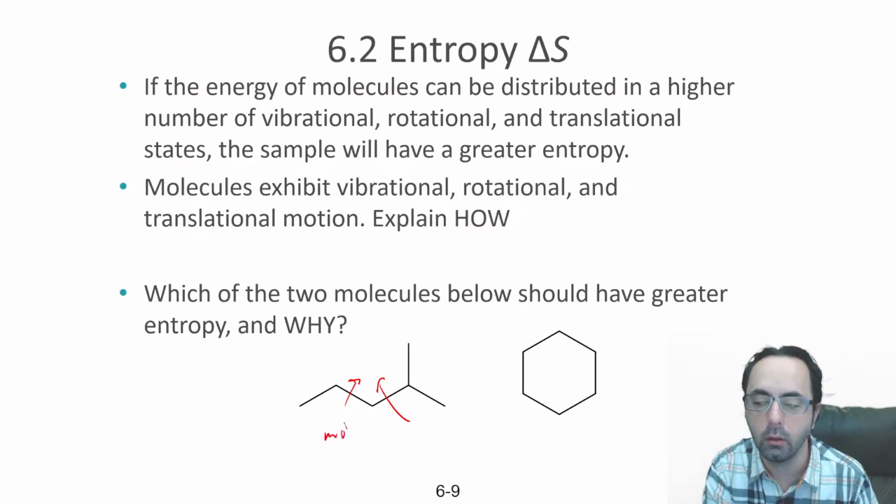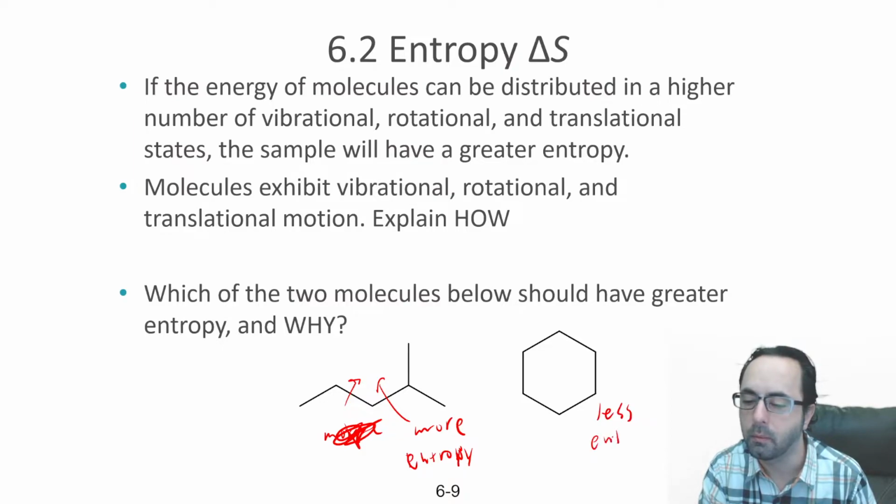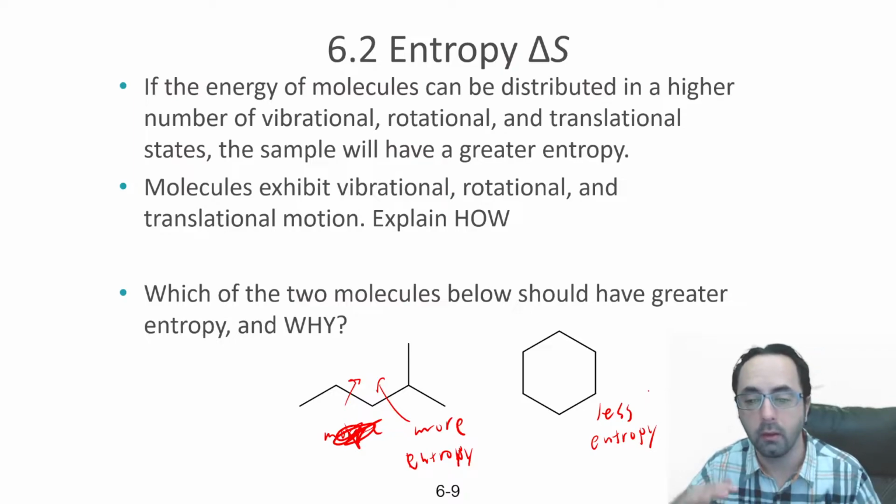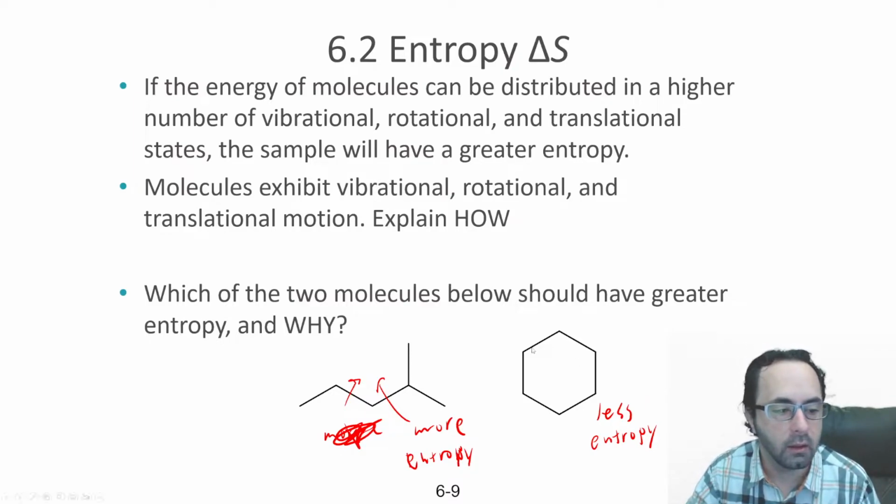So this molecule is going to have more entropy, and this molecule will have less entropy, because, again, it's locked into place rotationally. It can rotate a little, it can do a chair flip, but not as freely as this.